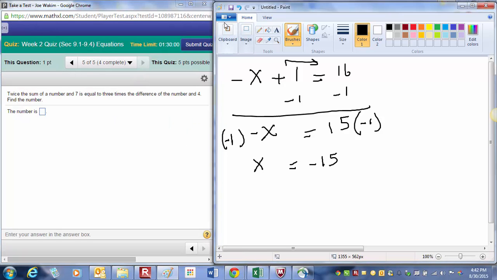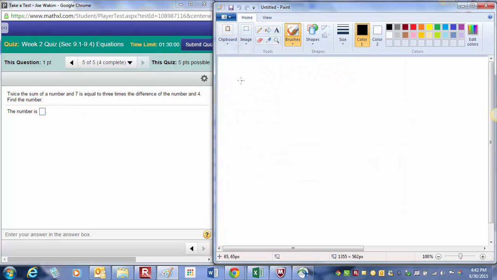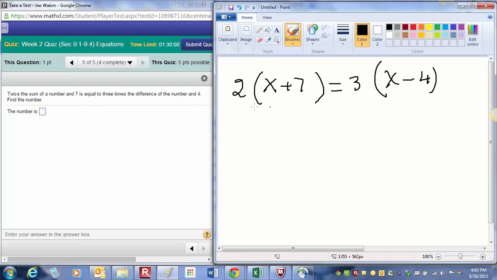Let's try this one now. Twice the sum. So we're trying to find twice the sum. The sum of what? A number and 7. A number is x and 7. So twice the sum of a number and 7 is equal to 3 times the difference of the number and 4. Here we have the sum. Here we have the difference. For the sum, we use addition. For the difference, we use subtraction.